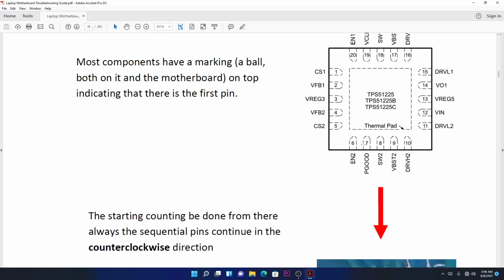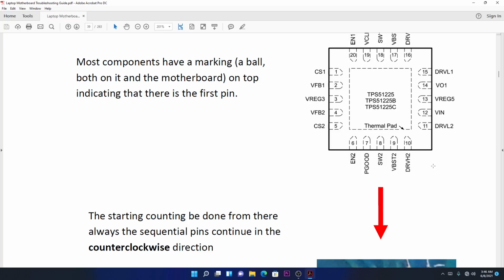PGOOD means power good. This is a signal after checking all the power from the power supplies. Then the chip gives out this signal saying the power is all good. The chip can sense everything and say this power is good. SW, I forgot, but I'm going to check for you. This is a voltage boost, VBOOST 2.